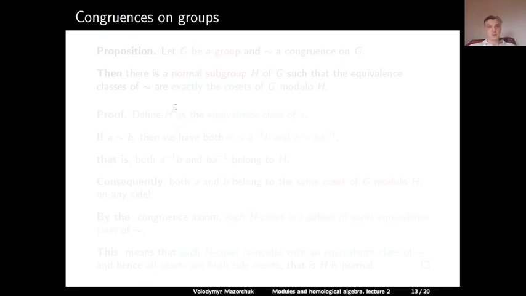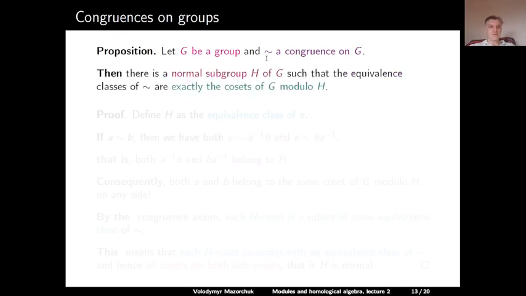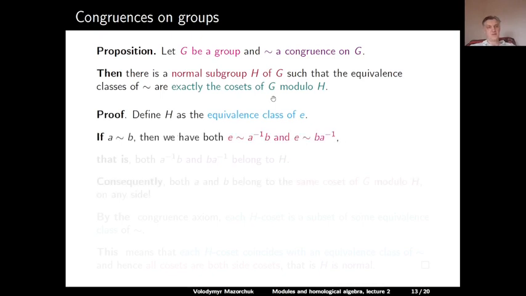Now let us describe congruences in groups. Let G be a group and tilde a congruence on G. Claim: then there is a normal subgroup H of G such that the equivalence classes of tilde are exactly the cosets of G modulo H. Proof. Define H as the equivalence class of e.